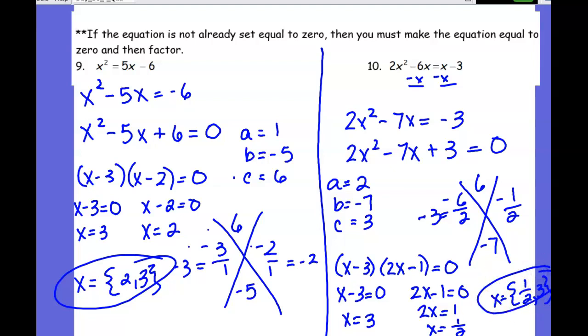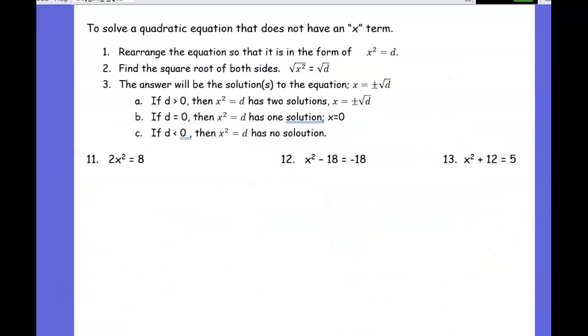All right, so to solve a quadratic equation that does not have an x term, meaning that middle term, ax squared plus bx plus c, if there's no middle term, and we set it to 0, we can just rearrange and solve directly for x by using the square root. What does that mean? It means we're using the golden rule of algebra to get x by itself. So I'm going to start number 11 by dividing both sides by 2. x squared is equal to 4.